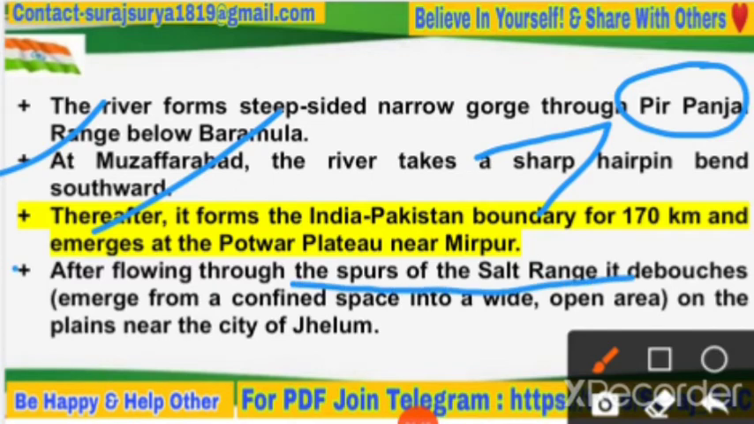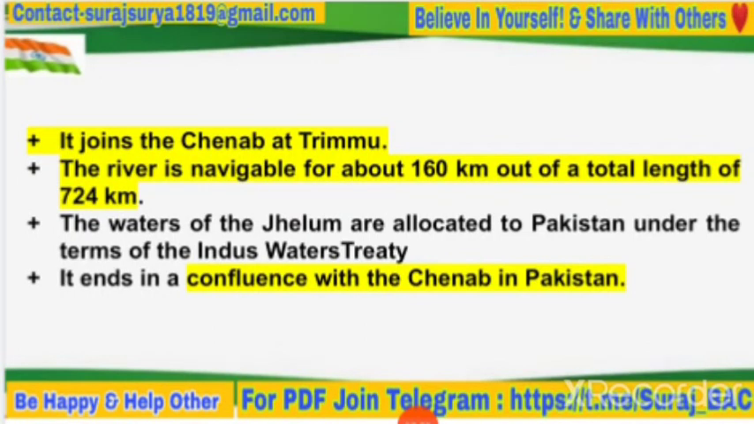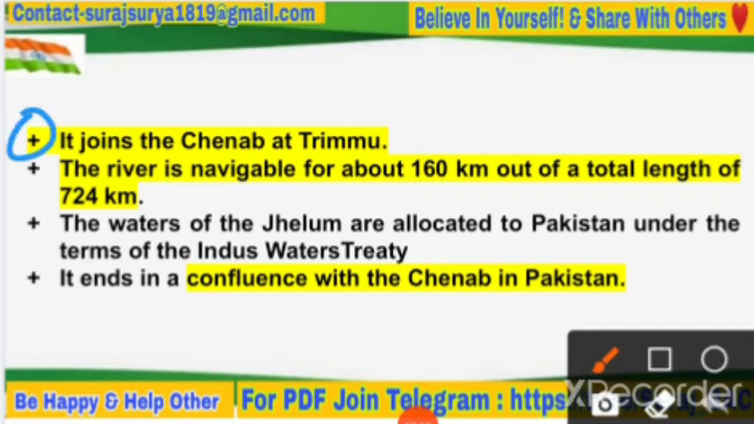After flowing through the spurs of the Salt Range, it debouches, which means it emerges from a confined space, and then it gets merged into the Chenab on the plains near the city of Jhelum. You will find many important cities there. It joins the Chenab at Trimmu. This is an important point which you must keep in your notes. The place where the Jhelum River meets Chenab is known as Trimmu. This is the place where Chenab has the confluence of the Jhelum River.